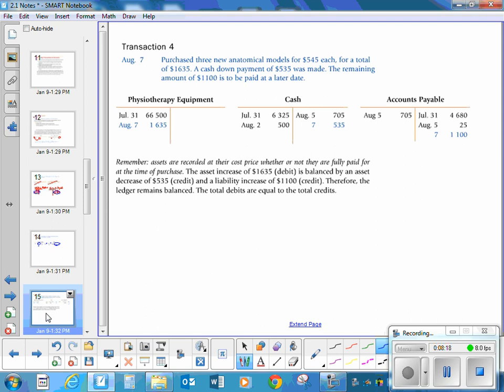Another transaction: purchased 3 new anatomical models for $545 each for a total of $1,635. A cash down payment of $535 was made. The remaining amount of $1,100 is to be paid later. So do you see how we're going to be having 3 different accounts here? Our physiotherapy equipment is going up. Our cash is going down. And our accounts payable is going up. Okay.